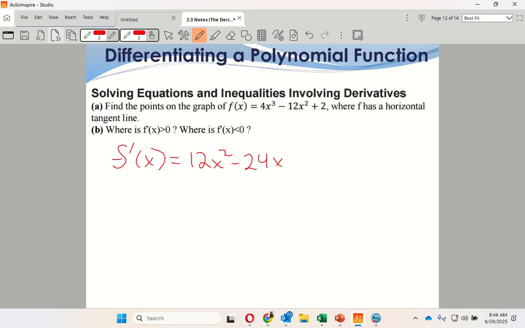Now, this is going to be key to a lot of what we're doing here for the rest of the year. 0 is the magic number. Okay? It is magic. Anything times 0 is 0. So we could use the 0 product rule. If I want to find where something is 0, I use the 0 product rule. So let's set this equal to 0. What else could I take out besides that x? Let's take out 12x, and I'm left with x minus 2.